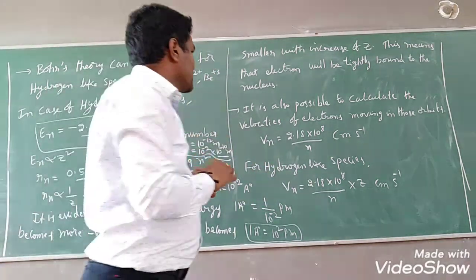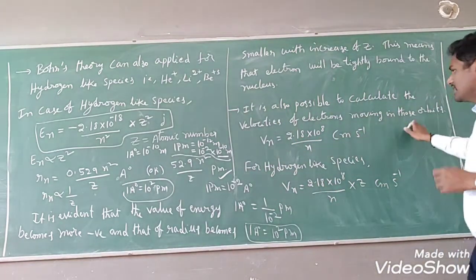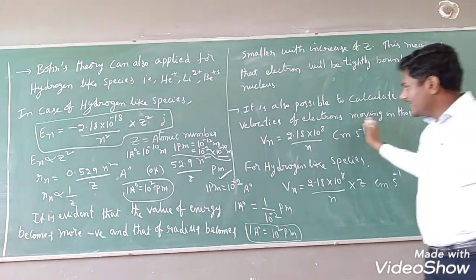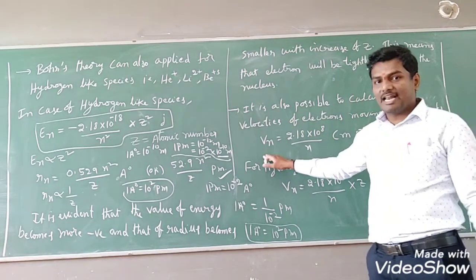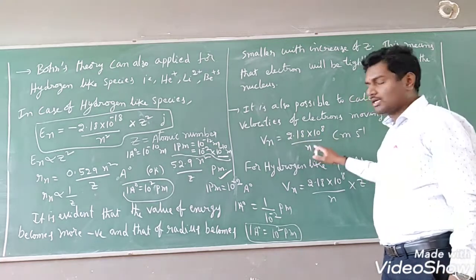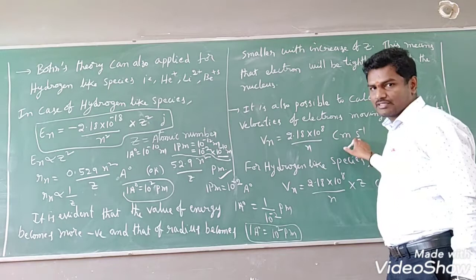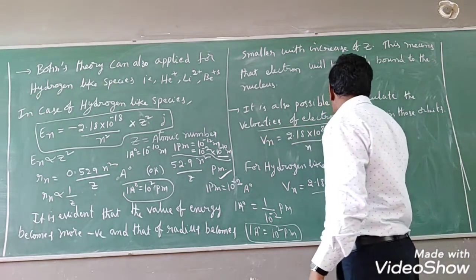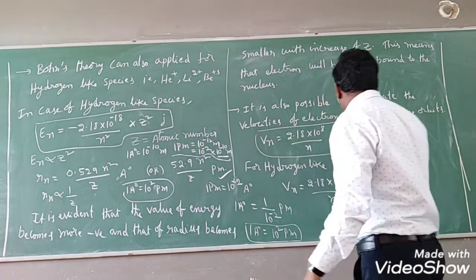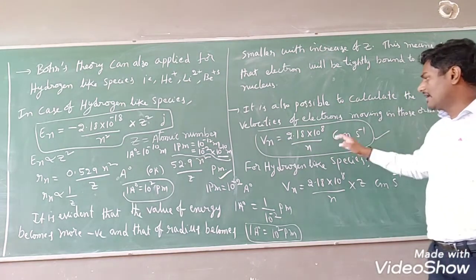Not only this, by using this Bohr's theory, we can also calculate the velocity of an electron moving in these orbits. And he has given the expression for velocity of an electron, that is Vn equals 2.180 into 10 to the 8 divided by n, in centimeter per second. This is the velocity of an electron expression we use frequently in the numericals. Okay, na? This is the formula we have.